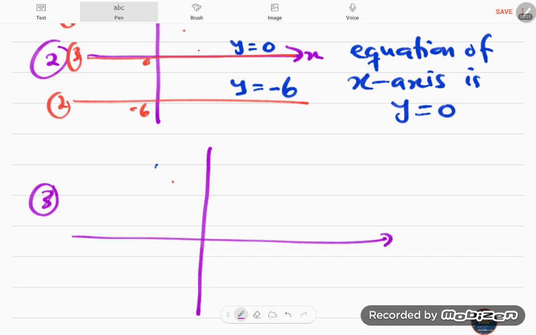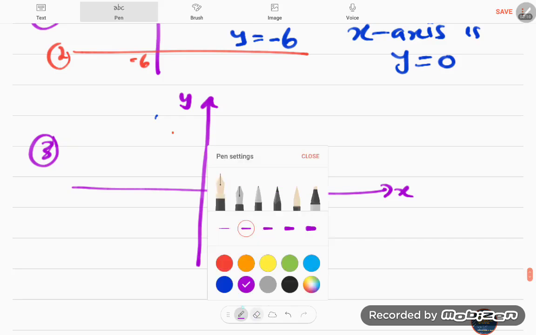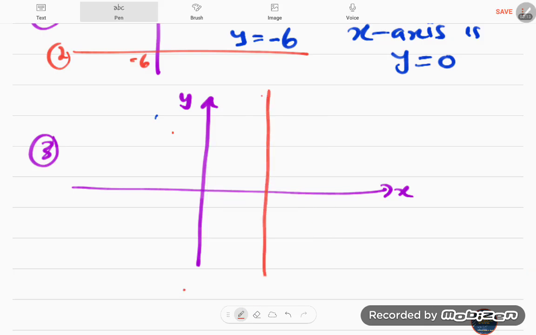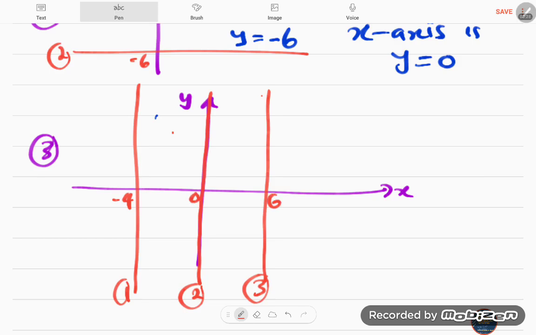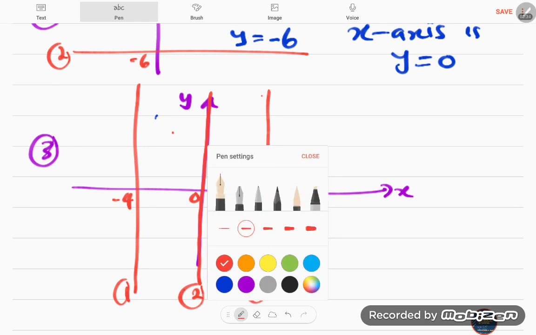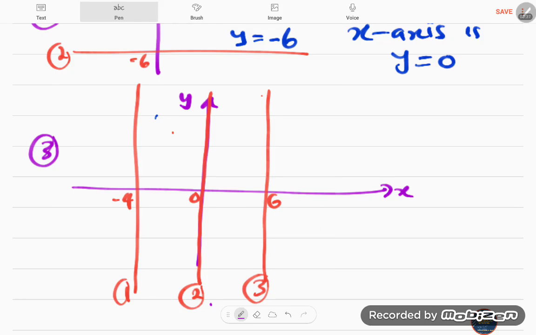Similarly, for another graph, we go graph 1, 2, graph 3. We'll assume that this is -4, this is 6, and of course this is 0. These graphs are parallel to the y-axis, especially for 1 and 3, and because of that, their equations are not going to include the y, because they do not pass through the y. They're parallel to it. They will never meet the y.